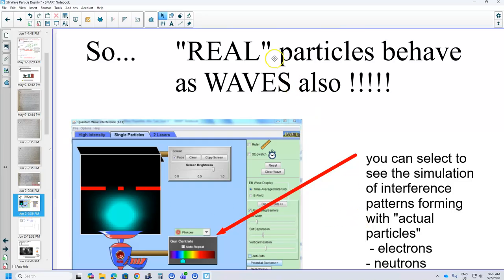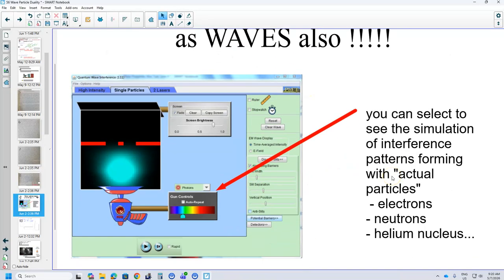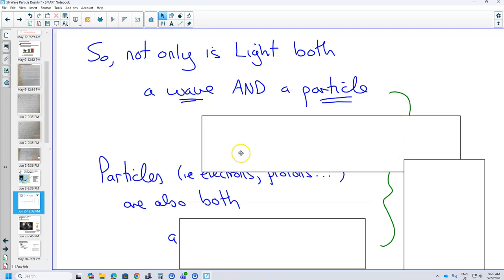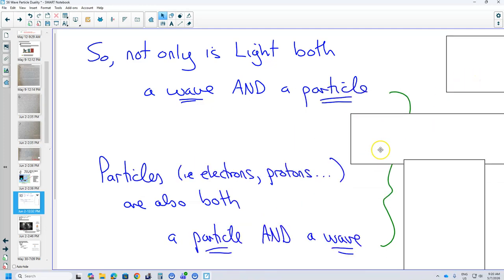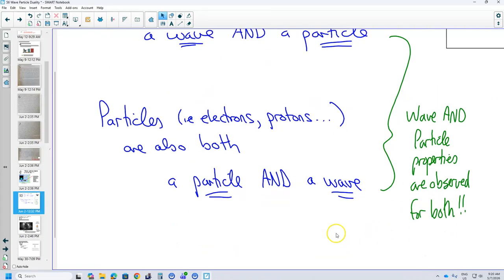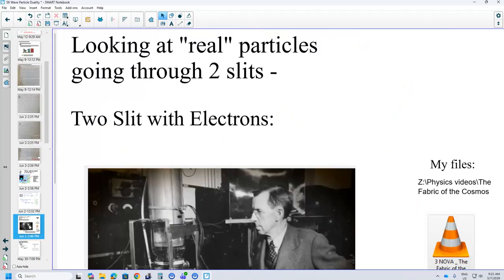So yeah, quote unquote real particles, if we're not yet considering particles of light as being real, that's why it's in quotes. They are real though. But as I showed already in the previous video, electrons and neutrons and even helium nuclei can go through two slits and arrive as particles and arrive as a wave, right? So not only is light both a wave and a particle, but particles are both particles and waves as well, right? In other words, both of them have particle and wave properties. There's a wave-particle duality, so to speak, as they say, right?